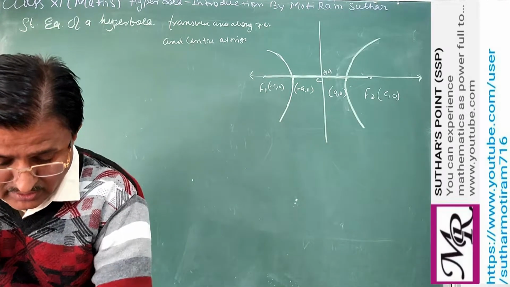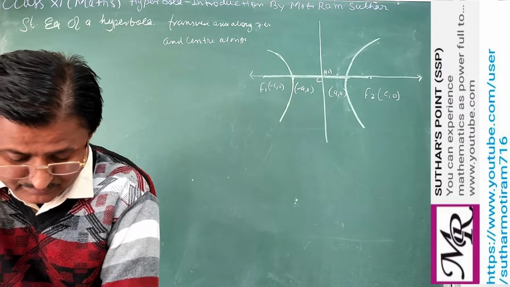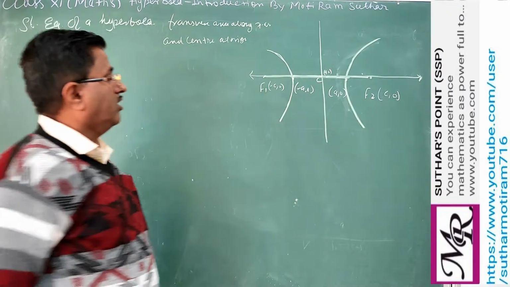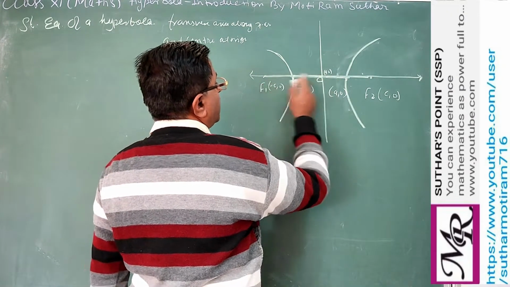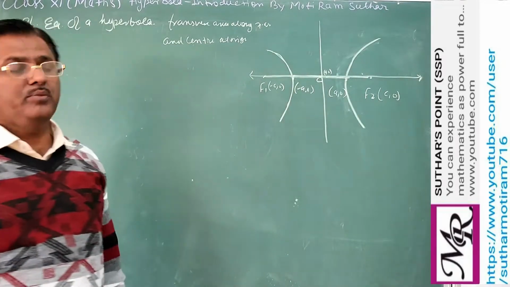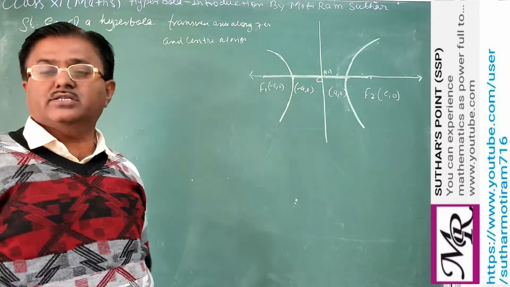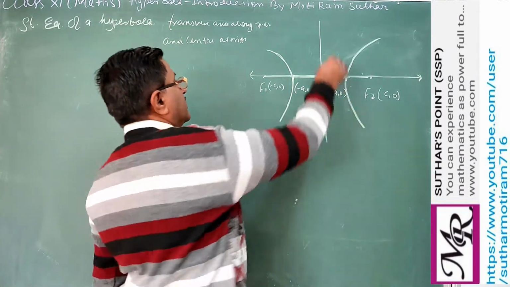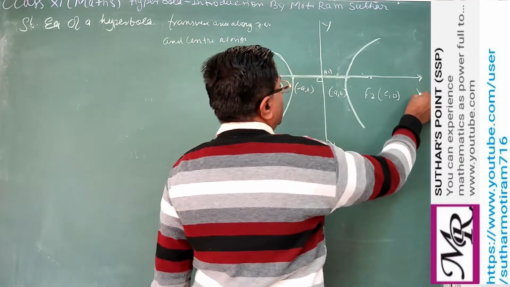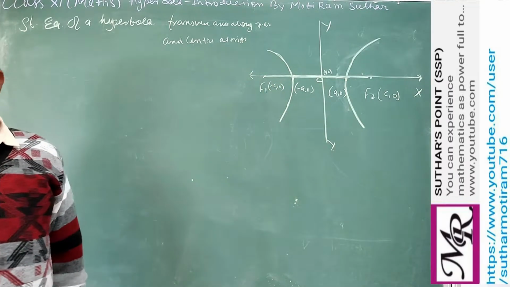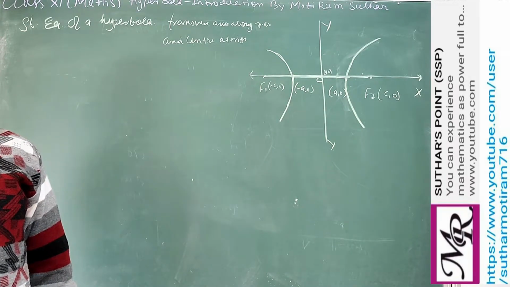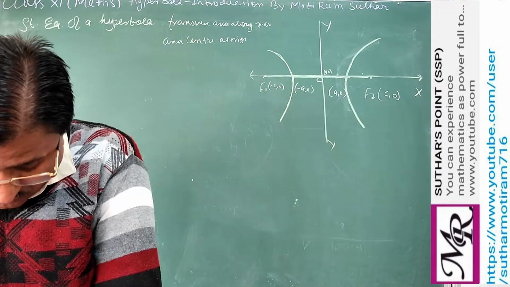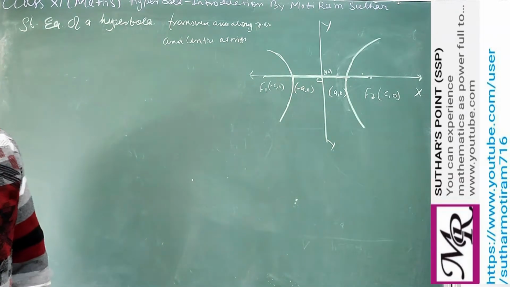Clear? Now, let O be the midpoint of these two, and we make all these calculations, taking the transverse axis along the x-axis and the conjugate axis along the y-axis. This is the y-axis, so this is the standard, simplest hyperbola. Correct? Now we derive the equation for this. Let P(x,y) be any point.